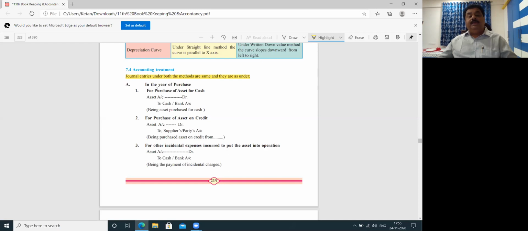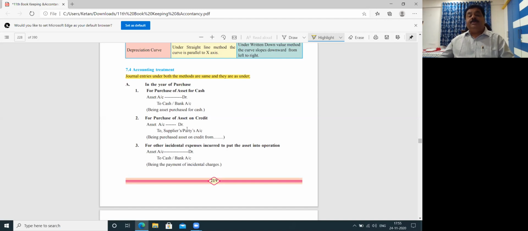नाउ ए, इन द ईयर ऑफ परचेस, जेव्हा तुम्ही परचेस करता, whenever you are purchasing the asset, for purchase of asset for cash, entry asset account debit to cash or bank. For example, machinery purchase, machinery account debit to cash or bank, or computer purchase, computer account debit to cash or bank, furniture purchase, furniture account debit to cash or bank.